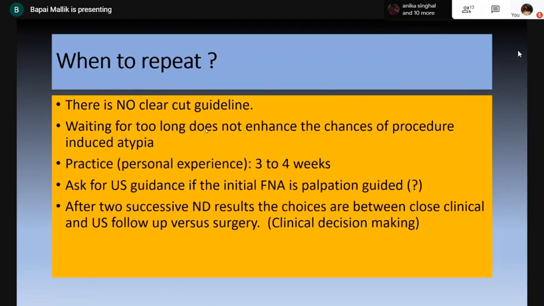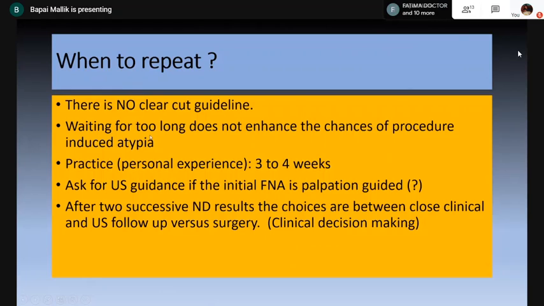One question that I'm often asked is when exactly do I repeat a thyroid FNA in case of an unsatisfactory specimen? Actually, there is no clear-cut guideline, to be honest. It was believed that if you wait long, the chances of procedure-induced atypia reduce. There is no such evidence as of now.